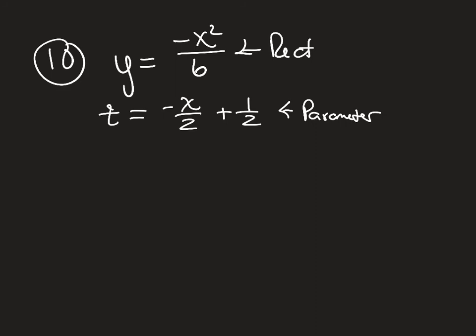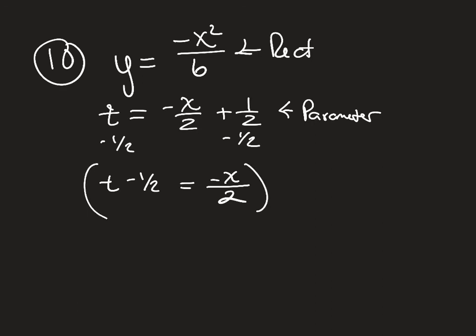So I need to take this parameter and I need to be able to plug it in. But to do that, I need to solve for x because there's an x in the top equation. So the first thing I'm going to do is subtract the 1/2 over. So I'm going to get t minus 1/2 equals negative x over 2. And then I'm going to multiply the whole thing by a negative 2. I want to get rid of this 2 on the bottom down here. And since there's a negative on top, that will take care of the negative as well. So I'm going to multiply everything by a negative 2.